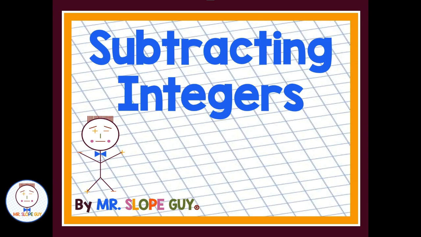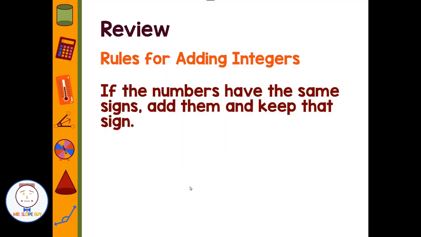Subtracting integers. So let's first do a quick review of our rules for adding integers. Our first rule would be if the numbers have the same sign, we would add them and keep that sign. Assuming we're just adding two positive numbers or two negative numbers, we would add two positives together and it would remain positive. We would add two negative numbers together, it would remain negative.